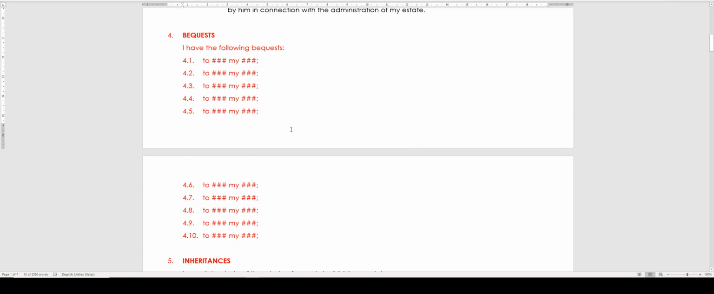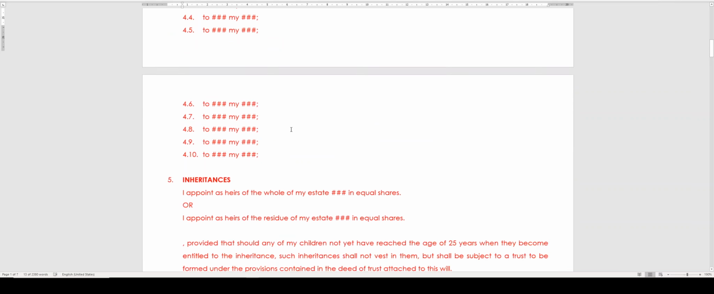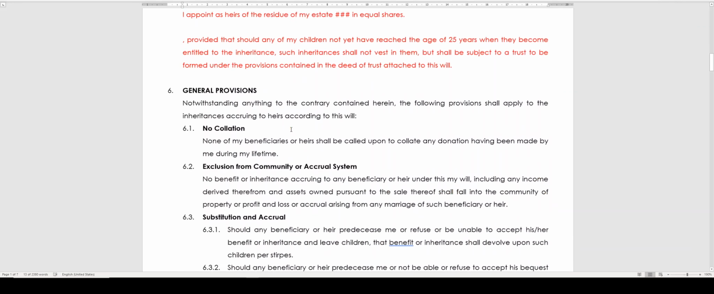Clause 4 is the most important one. Sometimes there will be a clause 4 and a clause 5, dealing with the bequests and inheritances. Now, please make sure that the contents of these clauses is indeed correct.